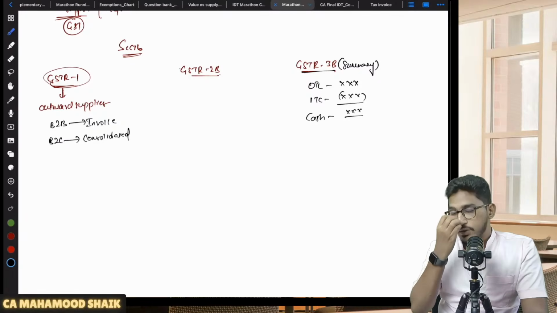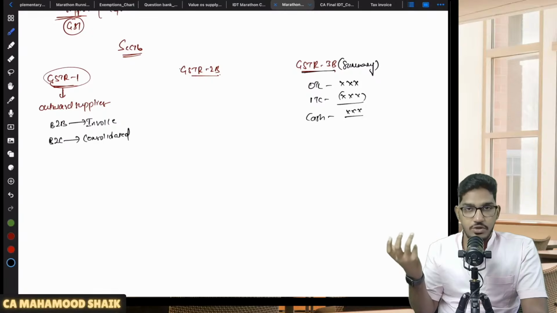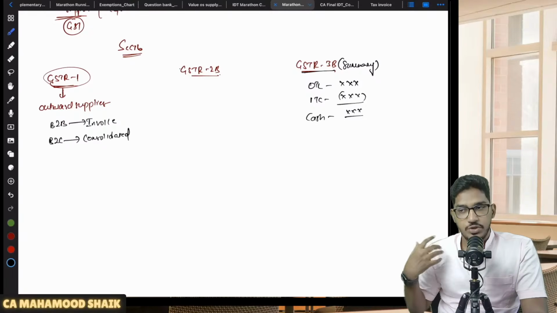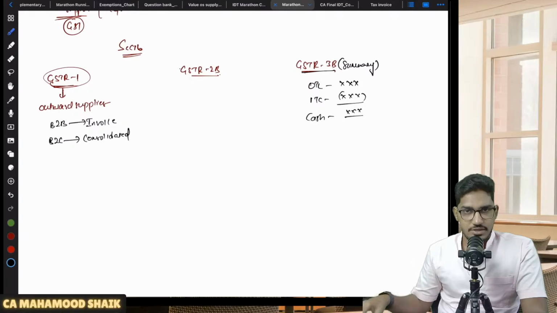So this we call a summary return, where you are telling what your output tax liability is, what your input tax credit is, and how much amount you are required to discharge in cash. That we call GSTR3B.